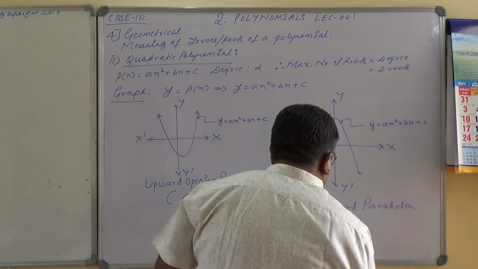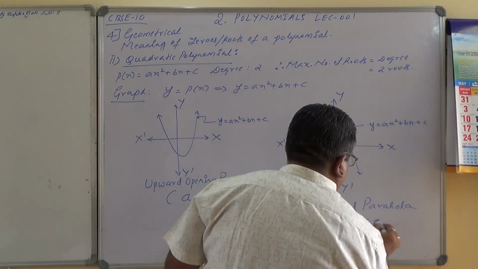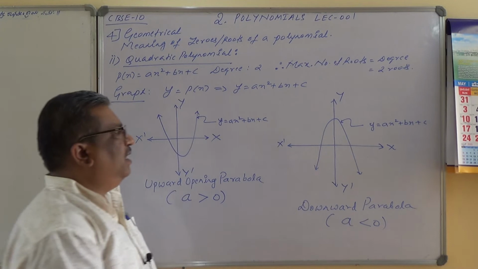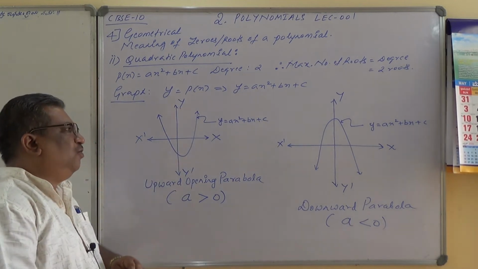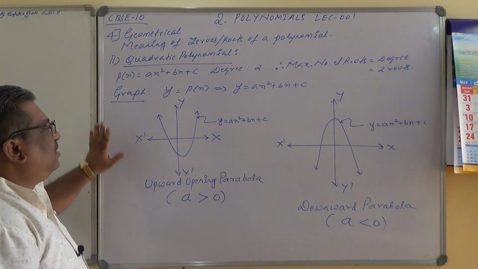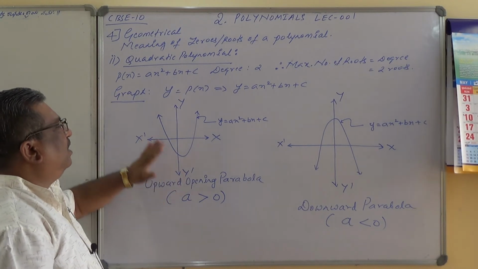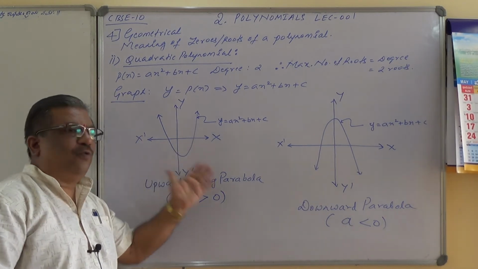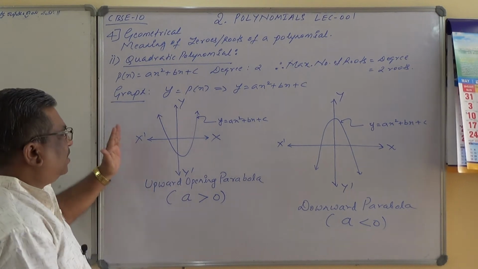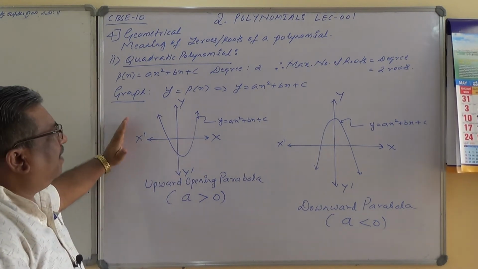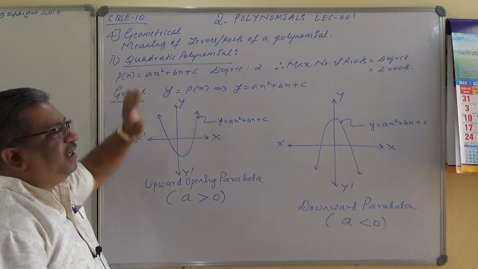Here it is downward. What is the condition? When a is less than 0. A is the coefficient of x square. So there are 2 graphs over here. First of all, note it down, and then we'll go for the geometrical interpretation of the roots. Where are the roots over here? Let us find out. First you must understand what graph we get out of the quadratic equation.